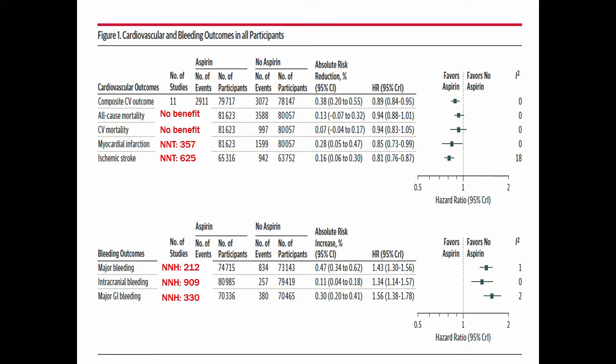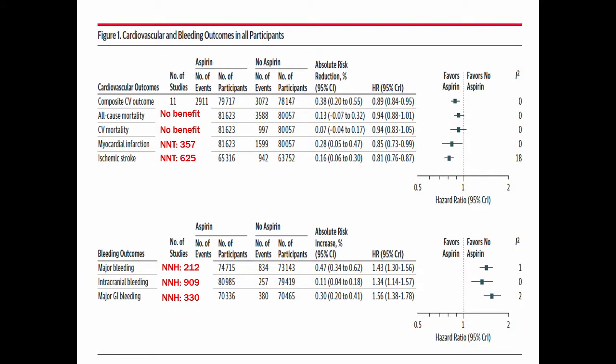And for stroke is 625. Again, 625 patients need to take aspirin daily for one stroke to be prevented. And below you can see the number needed to harm for major bleeding, intracranial bleeding, and major GI bleeding. So this doesn't look good for aspirin, but does it mean you're not going to offer aspirin to your patients? What would you do with these numbers?